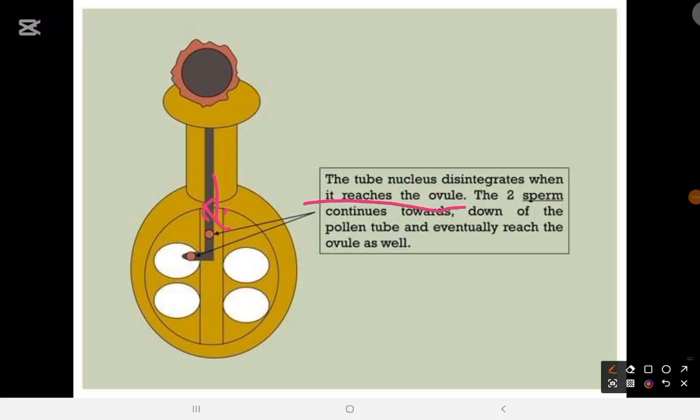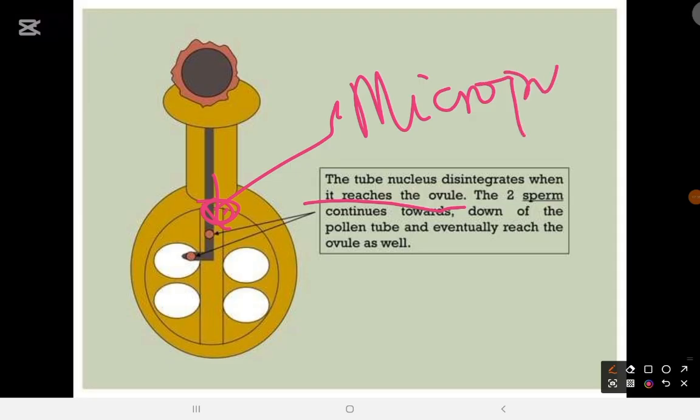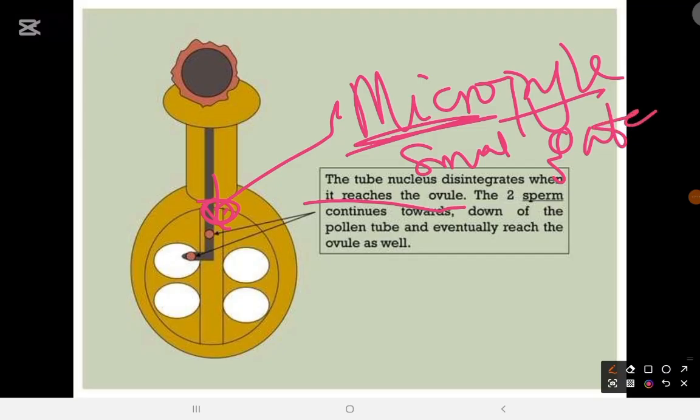First, this portion here is called the micropyle. The word micropyle is gotten from two words. We have micro, which means small, and we have pile, which means gate. Is that okay? So this micropyle is the eye through which this guy penetrates, or the opening through which this guy penetrates, and immediately it penetrates the embryo sac through the micropyle.